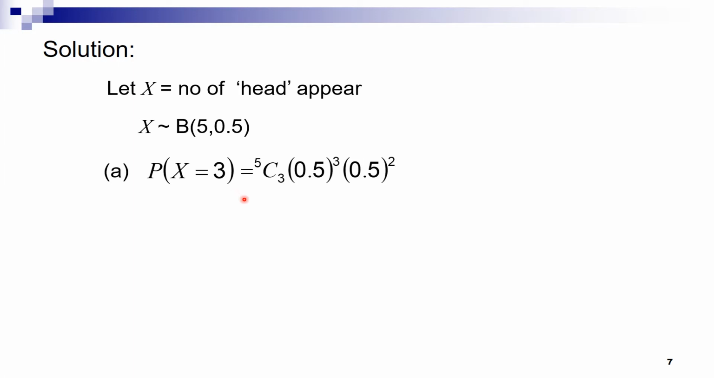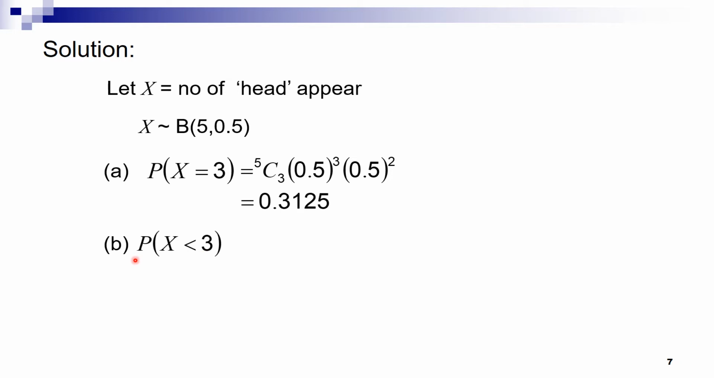So substitute into the formula, your r is 3, your n is 5, your p is 0.5 to the power of 3, and your q is 0.5 to the power of 2. So you calculate, you have 0.3125. Okay, part B, the question asks, find the probability that a head appears less than 3 times. So how are we going to write the mathematical sentence? Yes, P(X < 3).